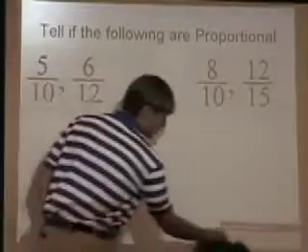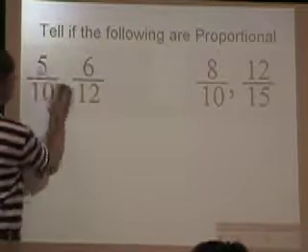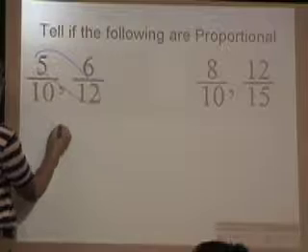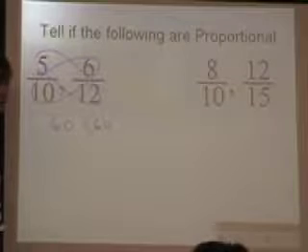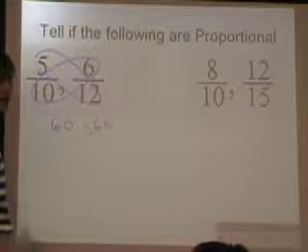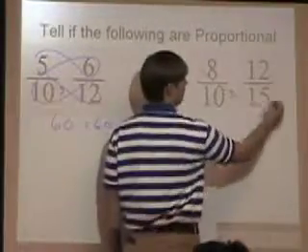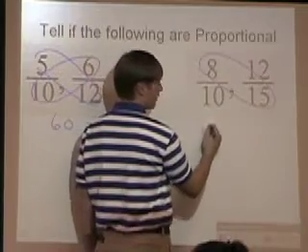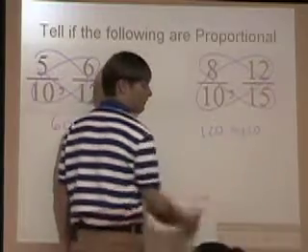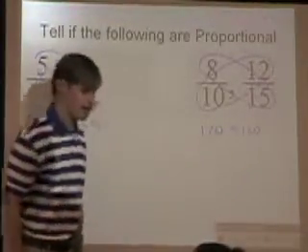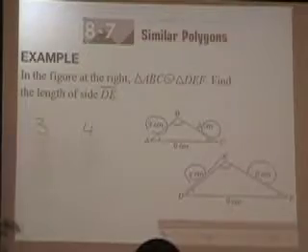Alright, right here it wants us to tell on each of these whether or not they're proportional. The way you tell whether they're proportional is to do the cross product. 5 times 12 is 60. 10 times 6 is 60. If the left equals the right, then they're proportional. Are these two proportional? Yes, because 60 equals 60. We're going to do the same thing here. What's 8 times 15? 120. What's 10 times 12? 120. Are they equal? Yes. So are they proportional? Yes. Now if the left didn't equal the right, they would be not proportional.